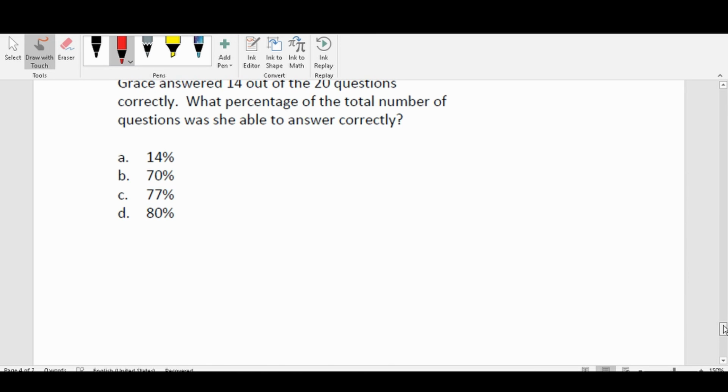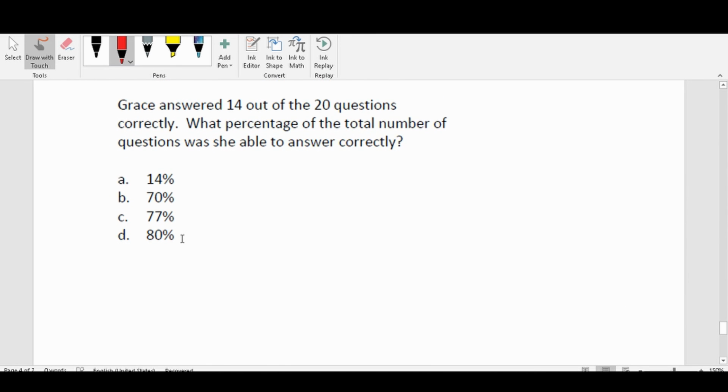Okay, final problem. Grace answered 14 of the 20 questions correctly. What percentage of the total number of questions was she able to answer correctly? So again, she answered 14 out of 20 correctly. To find the percentage, we can do division, namely 14 divided by 20, or we can reduce this fraction to make it a little easier to see.